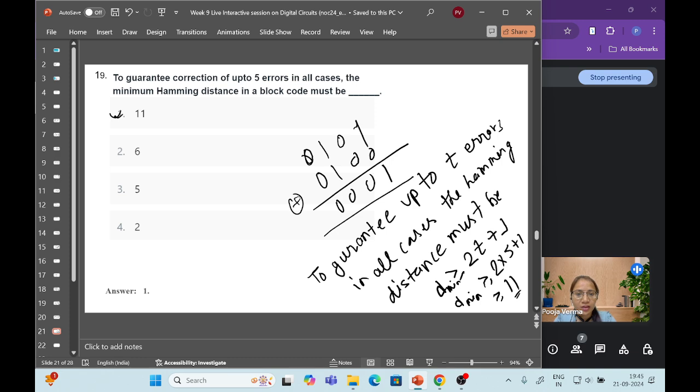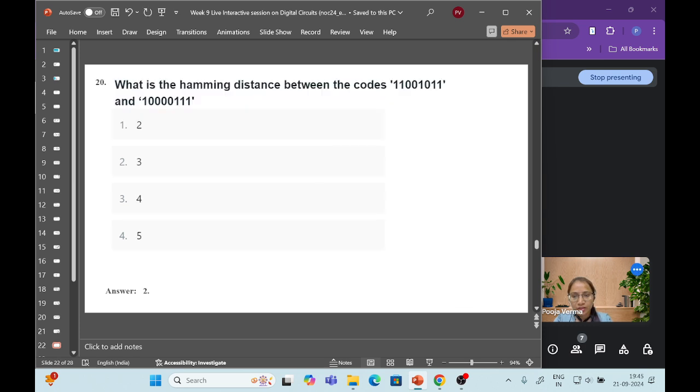So from here t already we know that here it is given up to 5 errors. So put t is equal to 5 and we will get 11. Okay, I hope you have understood this. So moving to the next question.